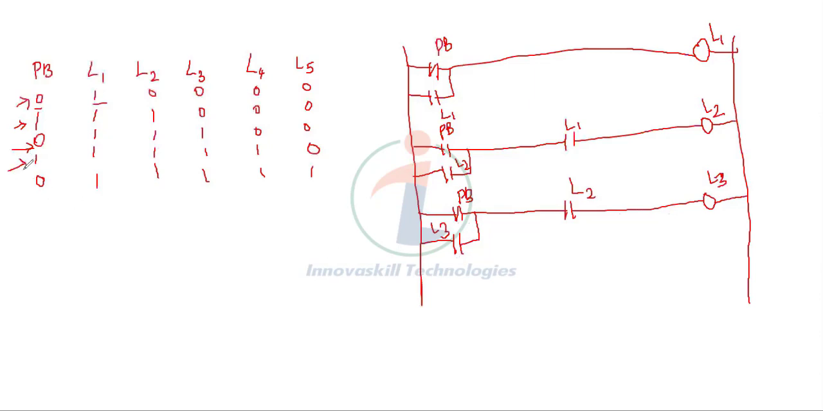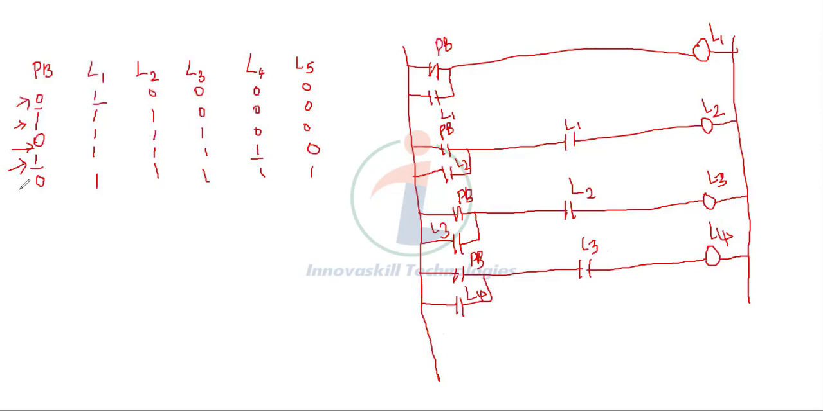Next, this is the fourth condition. If push button is on, L4 should be activated. So NO condition of push button, you have to connect it to L3 first. After that, use L4. Next, you have to latch L4 here, because L4 is continuously on in the next condition also.